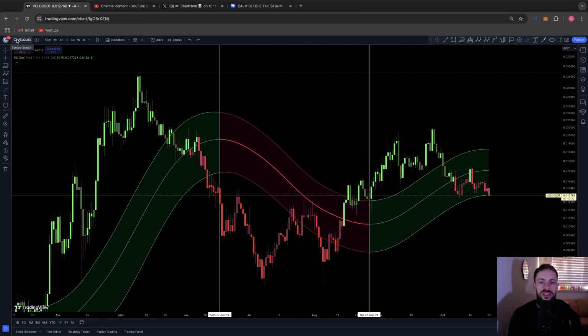Today we will be discussing VELO. The ticker is VELO against USDT on the daily time frame. So looking at the chart today, what I wanted to discuss is the Gaussian channel.